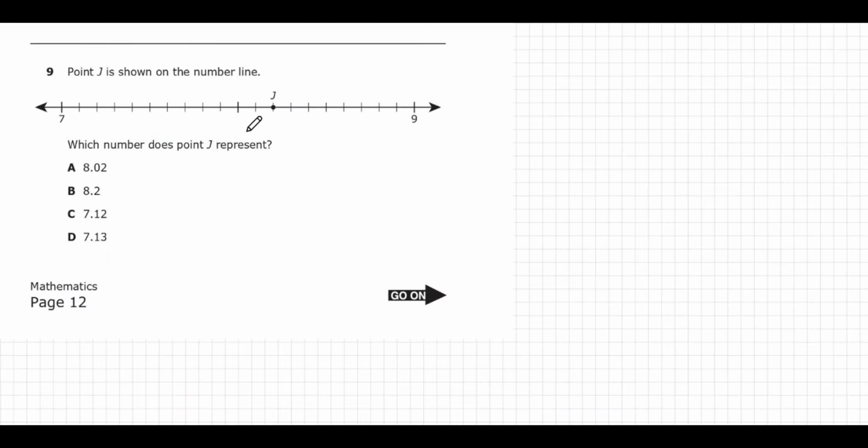Question number 9. Point J is shown on the number line. Which number does point J represent? Locate 8 on the number line. Each number on the line is divided into 10 sections. Point J is 2 sections to the right, making B the correct answer.